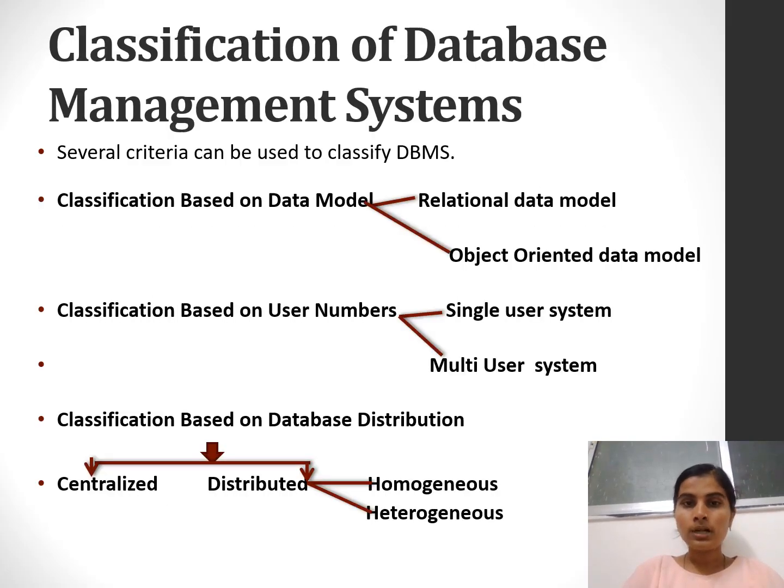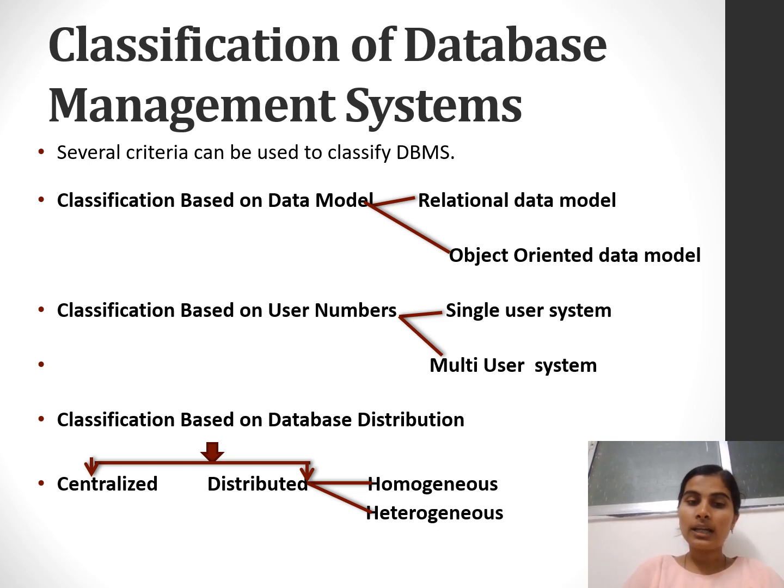Now, the classification of a database management system. There are several criteria for this classification. The first one is classification based on data model. There are two types of data model: relational data model and object oriented data model. The second one is classification based on number of users: single user system and multiple user system.